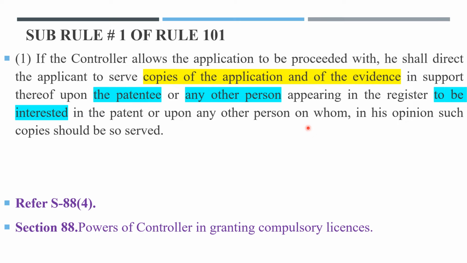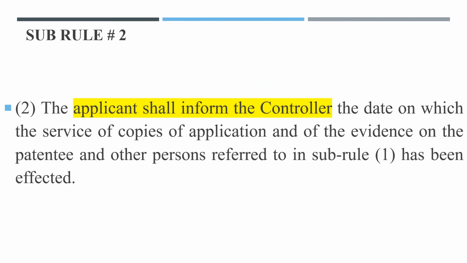So I hope it is pretty much clear now. Fine. So let us proceed to sub-rule number 2. Sub-rule number 2 says the applicant shall inform the controller the date on which the service of copies of application and of the evidence on the patentee and other persons referred to in sub-rule 1 has been effected. That means this sub-rule is about informing the controller about the copies of the application and the supporting evidence.